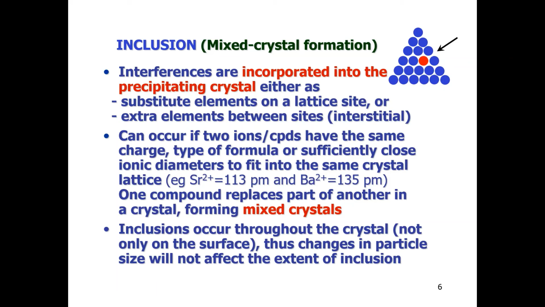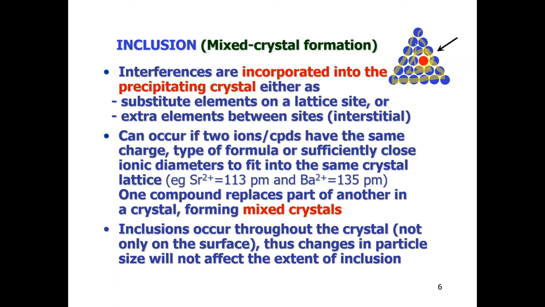Now the second one, what is meant by inclusion? It's a mixed crystal formation. So if you look over here in the diagram, you see that these are the crystals. So these are all the crystal ions. And in all these crystal ions, one of the blue crystals is being replaced by the red crystal. So inclusion means that an ion, barium sulfate, either the barium is being replaced by another cation, or the sulfate is being replaced by another anion, for example. So the crystal now becomes impure because part of the crystal is being replaced. This is what we call inclusion. Interferences are incorporated into the crystal itself.